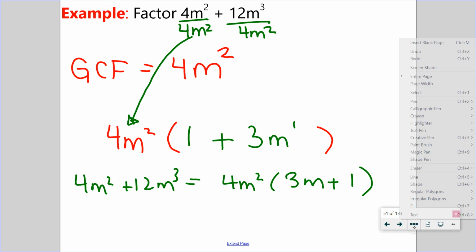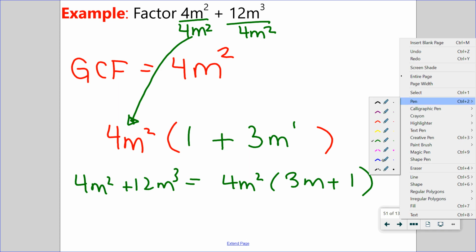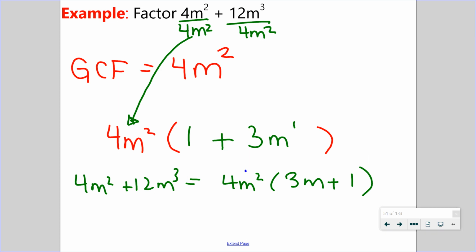Now I can always check, and I do recommend that you check by using the distributive property. So I'm going to do my little rainbow here. 4m squared times 3m. Well, 4 times 3 is 12. m squared times m is 2 plus 1, m cubed. Plus 4m squared times 1 is just 4m squared. And see how I get what I started with? Well, that tells me that I factored it correctly. So I know that that is perfect.